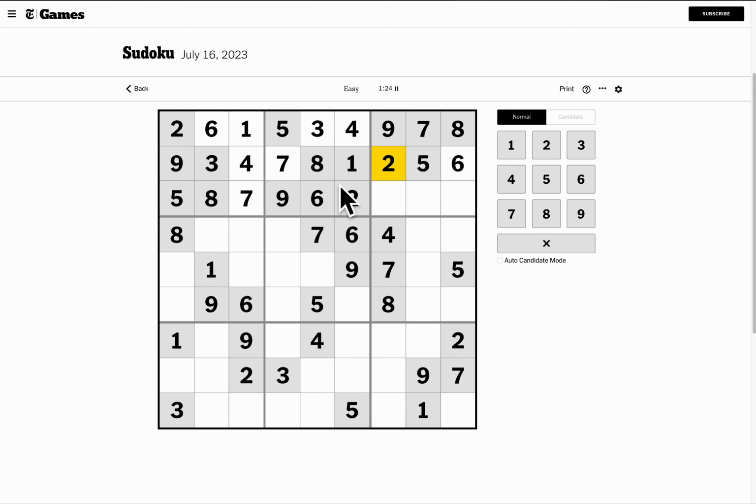Row three and box three, I need one, four, and three. This can't be four, so this is one or three. This can't be one, so this is three or four.